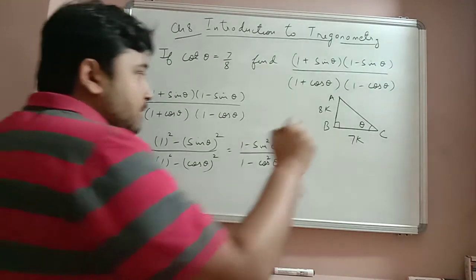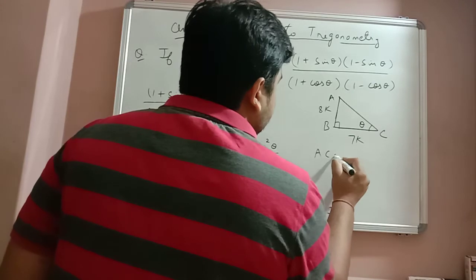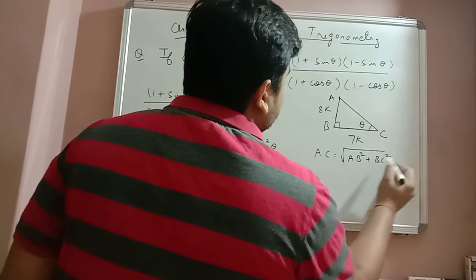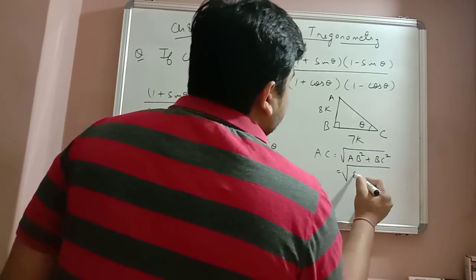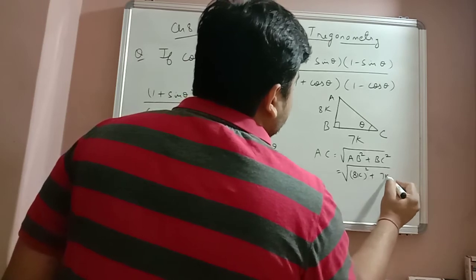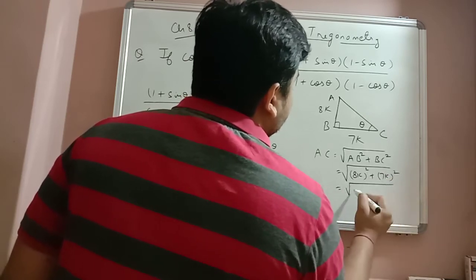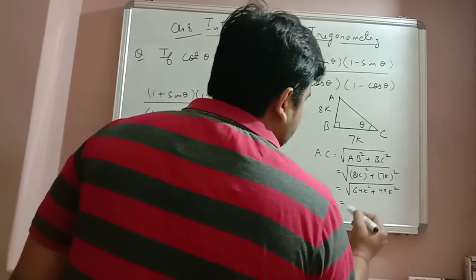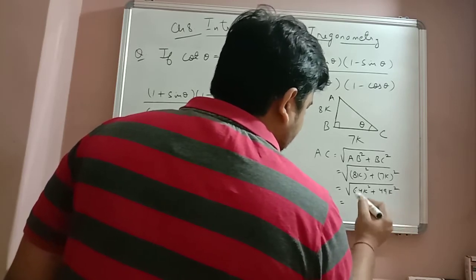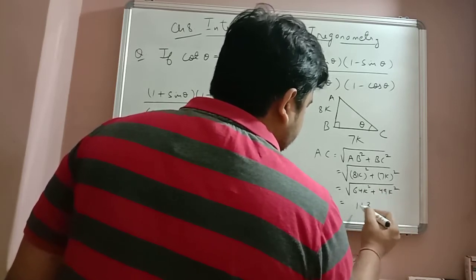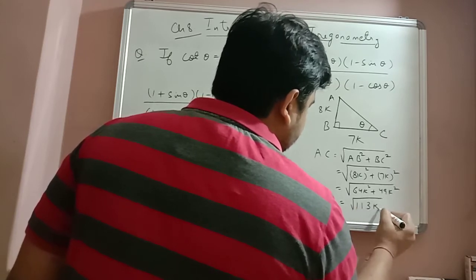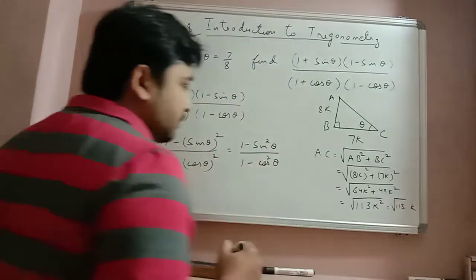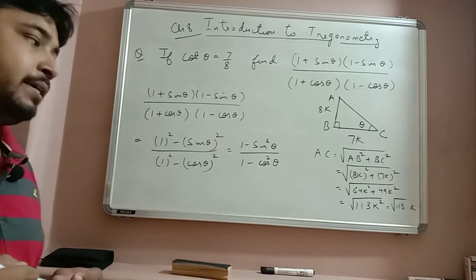Alright, now let us find out the value of hypotenuse. AC will be equals to under root of AB square plus BC square. So this will turn out to be under root of 8k whole square plus 7k whole square. This will be under root of 64k square plus 49k square, and this will turn out to be 113k square. So this will be root 113 k. So AC turns out to be root 113 k.